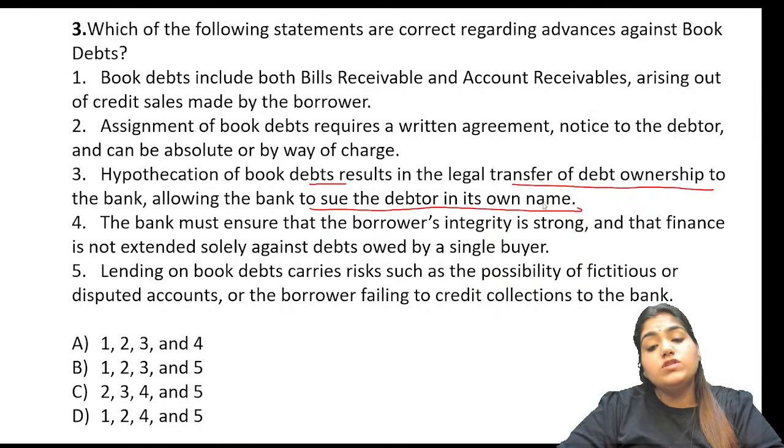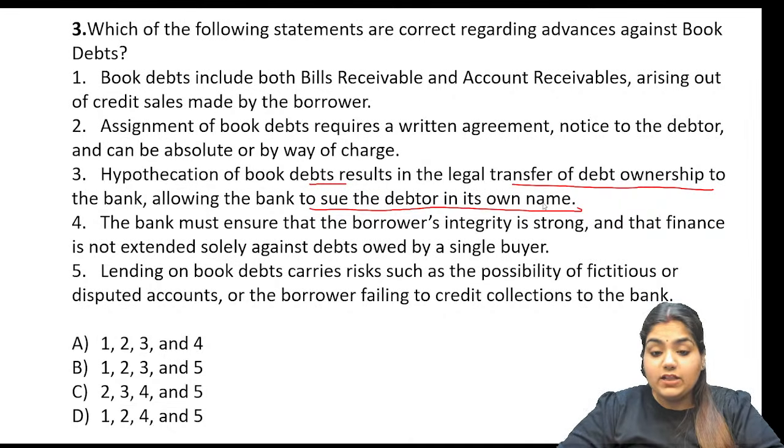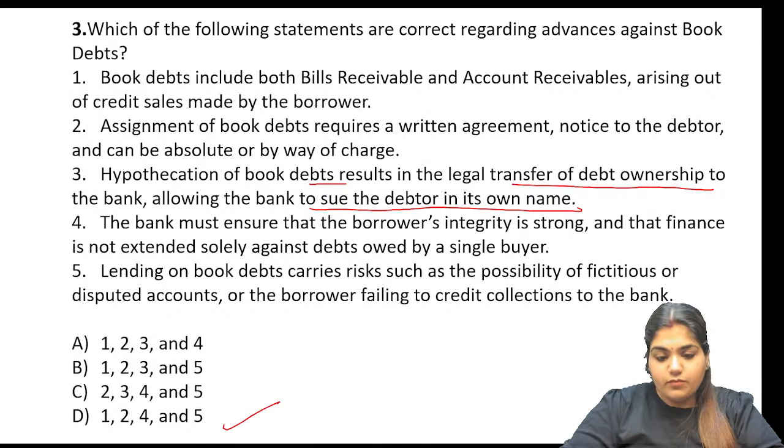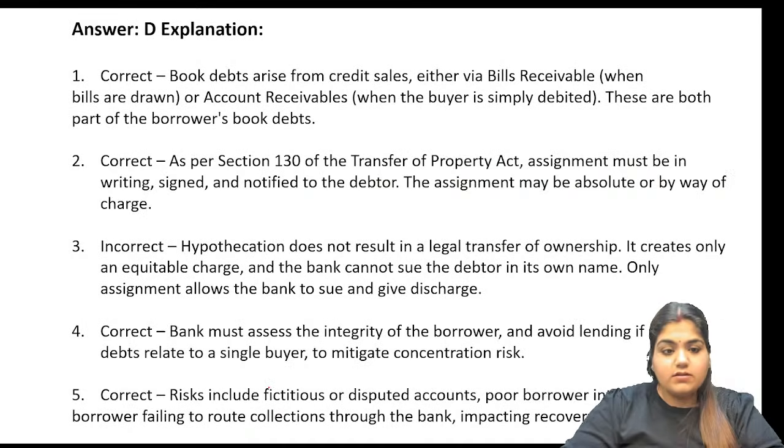What is hypothecation? When the goods are with the owner of the property, but the bank has given a loan against it. The person is in possession of the goods, and the bank is the one who has paid for it. So the bank can take the goods away from you if you do not make the payments. Statement number 3 is incorrect. Other statements are correct. That will give us D as the correct answer. D is the correct answer.